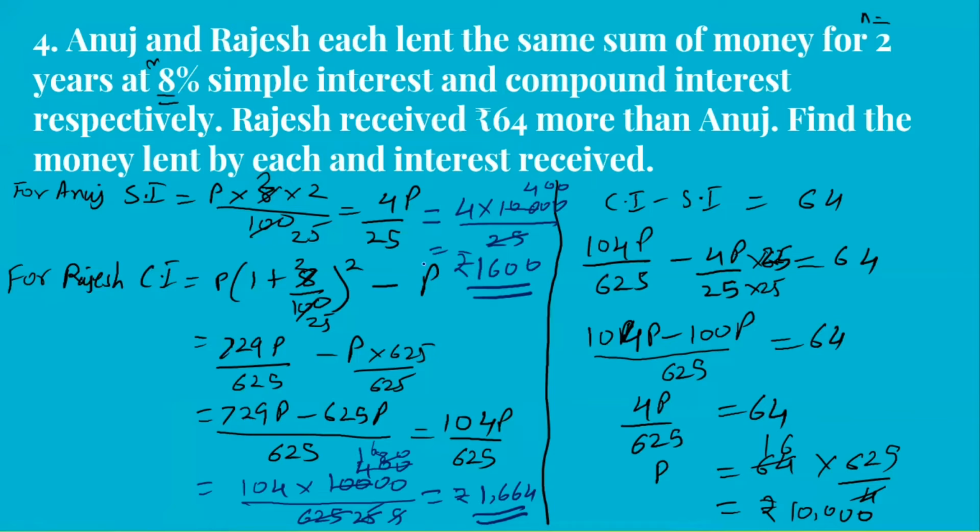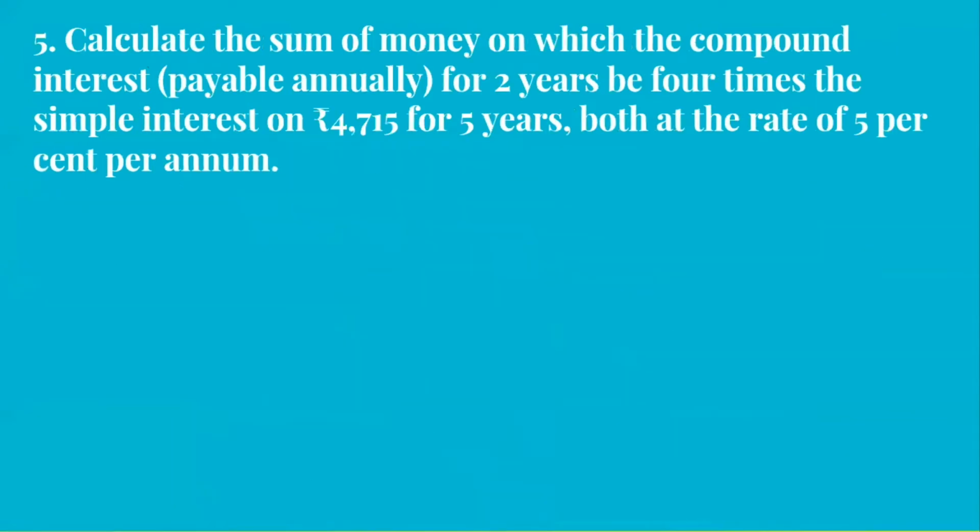Got it? Let's move on to question number 5 and read the question carefully. It says, calculate the sum of money on which the compound interest payable annually for 2 years is 4 times the simple interest on rupees 4,715 for 5 years, both at the rate of 5% per annum. Let us note down the things given over here.